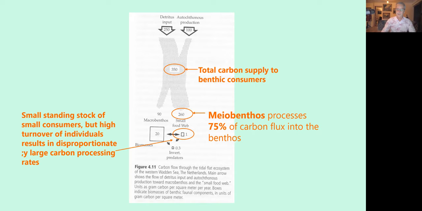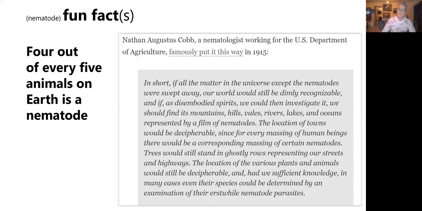And let's end today on some fun facts. In 1915, there was a chap, I think he worked for the Department of Agriculture in the United States, and he calculated, and it's probably quite true, that four out of every five animals, 80% of individuals on Earth, are nematodes. You should actually have eaten something before that.